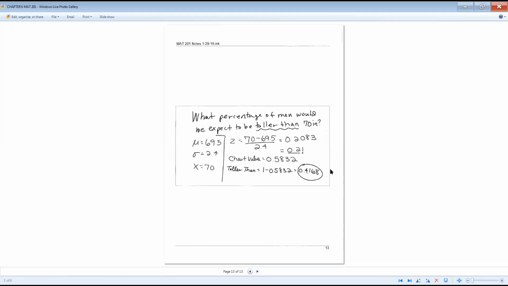Go to the chart value. 0.2 would be in your left column. 0.1 would be on the top row. That gives you the chart value of 0.5832. But remember, we want to know about taller than, or greater than, or what's to the right of this data value. So that means we're going to subtract it from 1. That'll be 0.4168. So 41.68% of men should be taller than 70 inches.